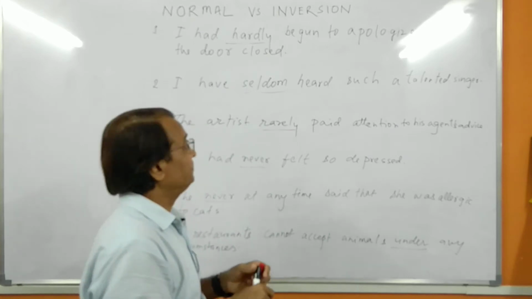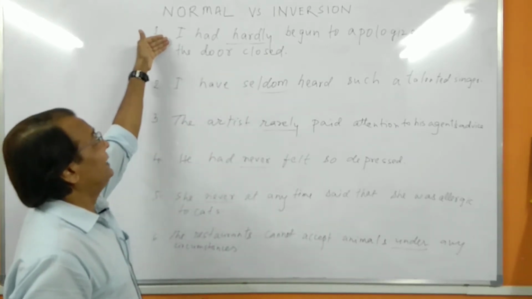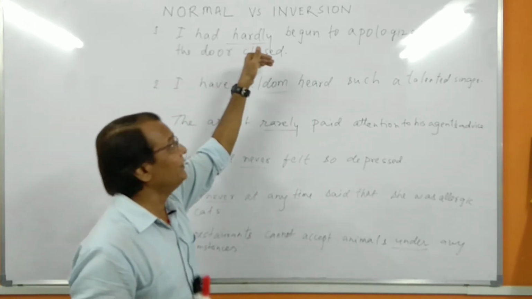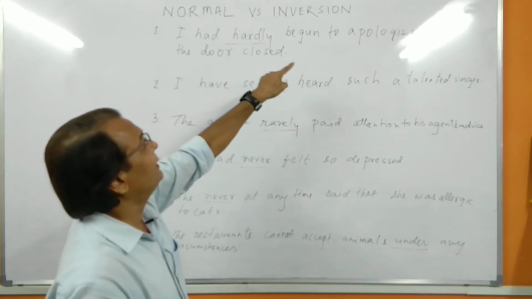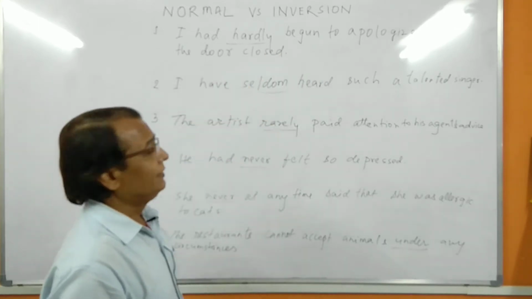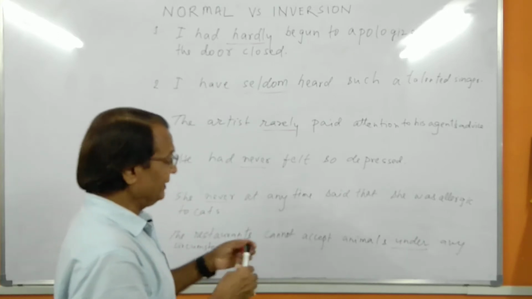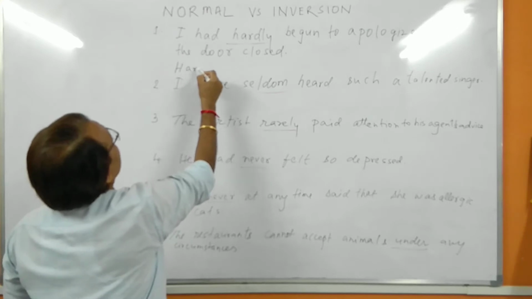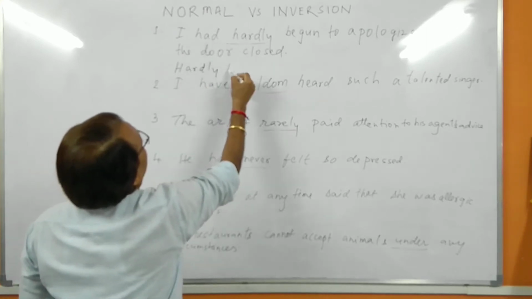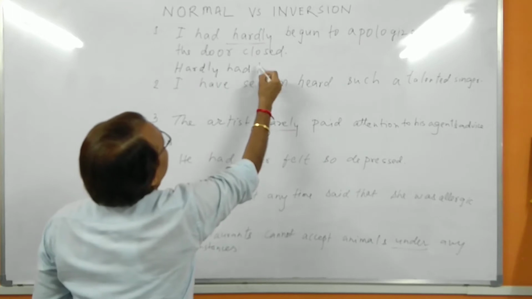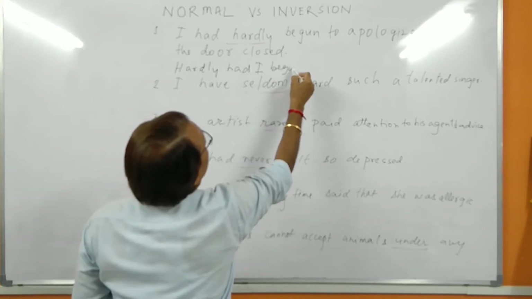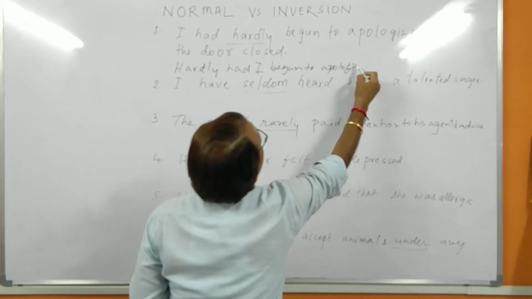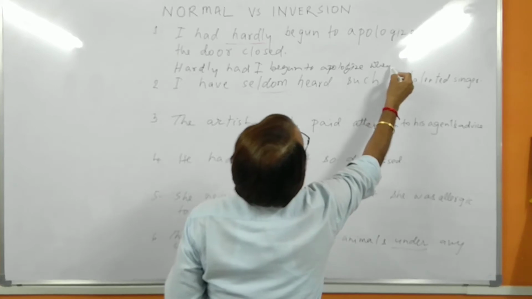It's very easy actually. Look, the first sentence is "I had hardly begun to apologize when the door closed." Suppose I write the same thing in inversion, how will I write this? I am starting with hardly: "Hardly had I begun to apologize when the door closed."